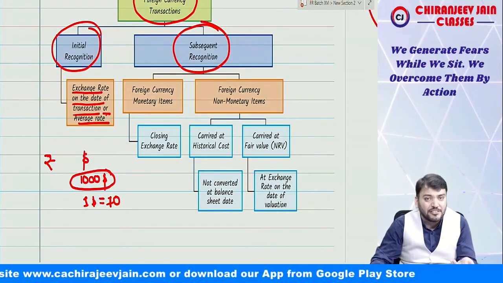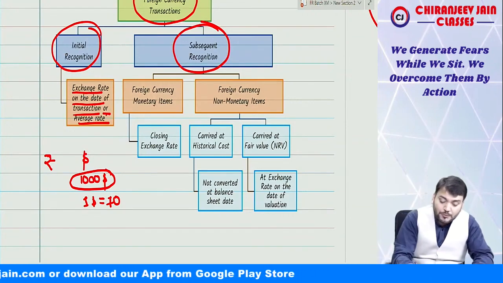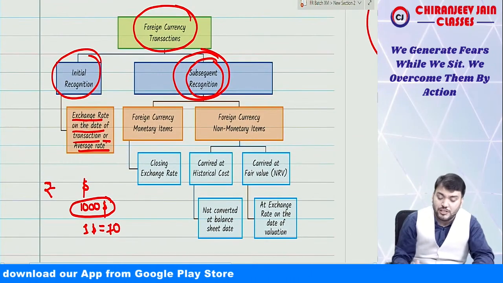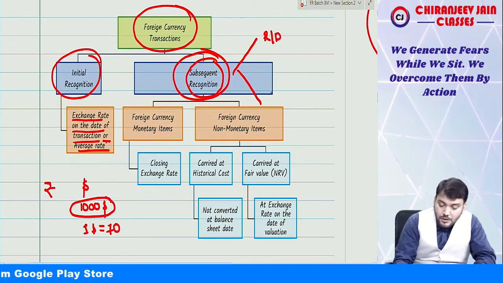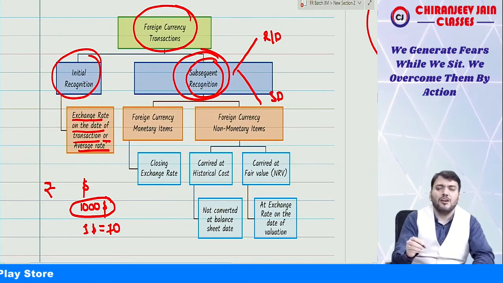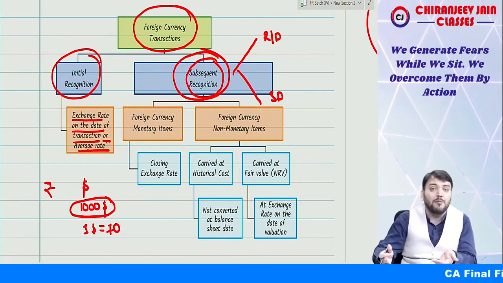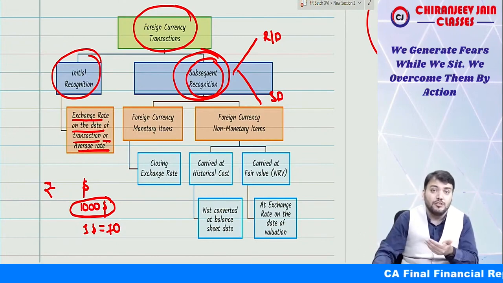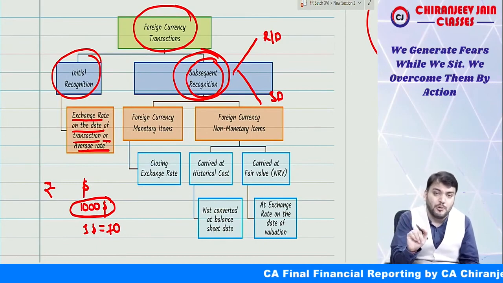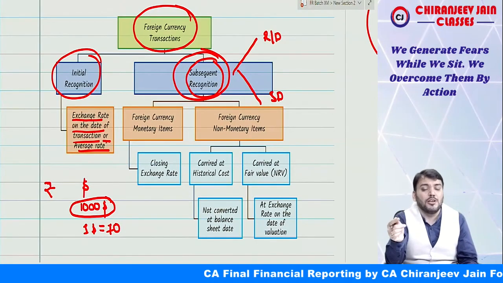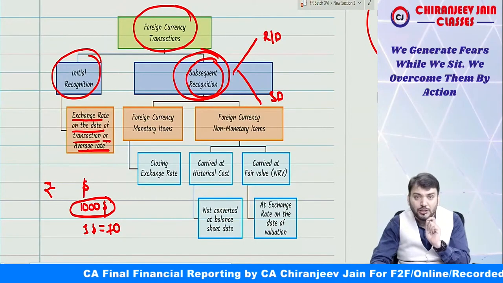If the transaction date exchange rate is given, we will translate at the transaction date exchange rate. Now, subsequent recognition means recognition at two points of time: either on the reporting date or on the settlement date. For example, we have done credit sales, so the reporting date may come before the amount of collection. If the reporting date is before collection, how do we do subsequent recognition on the reporting date? Or the amount may be received after the reporting date, so what will the subsequent recognition be on the settlement date?